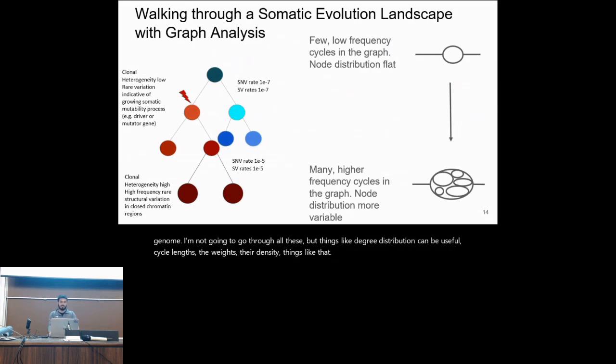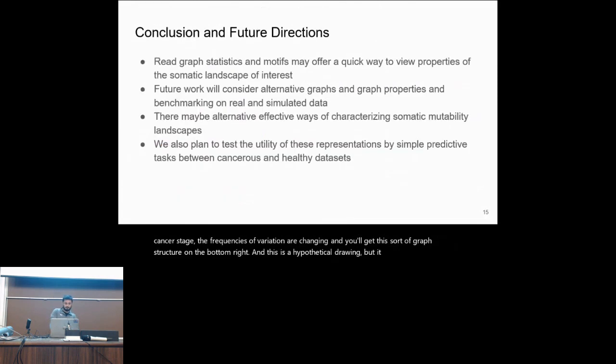And the basic idea behind this analysis is that we'd be able to use the graphs to walk through the somatic evolution landscape. So if you're thinking about the start as a healthy cell, then maybe you start with this graph on the top right. And then as you progress into the cancerous stage, the frequencies of variation are changing, and you'll get this sort of graph structure on the bottom right. This is a hypothetical drawing, but it illustrates the point.